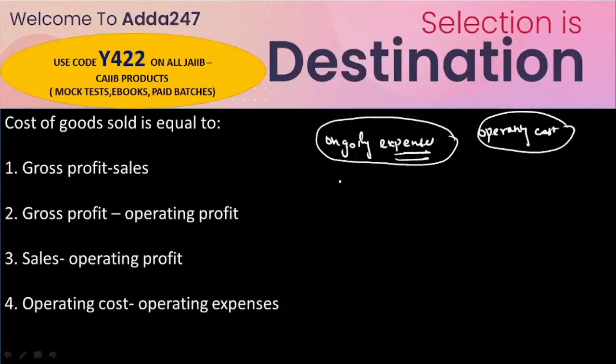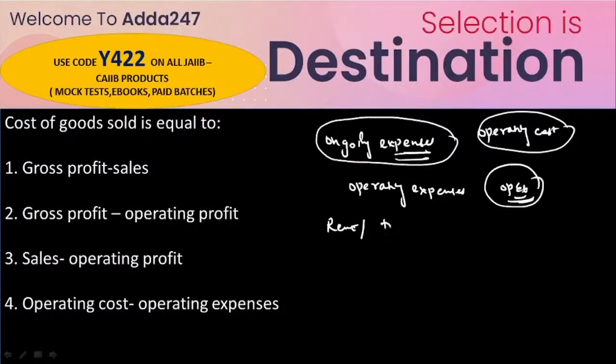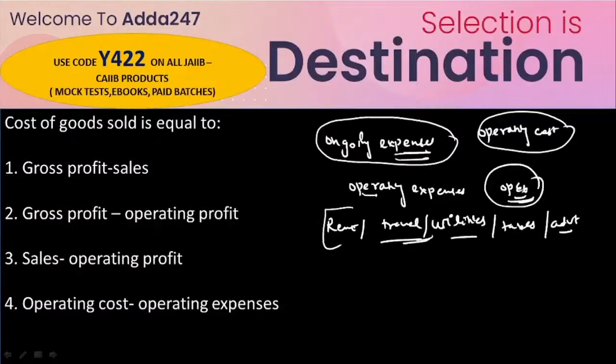Operating expense, also abbreviated as OPEX, is an expense a business incurs through its normal business operations. That is known as an ongoing expense. Any company or organization has to pay rent, travel, utilities, property taxes, depreciation and advertising. Whatever cost is incurred here is known as operating expenses.